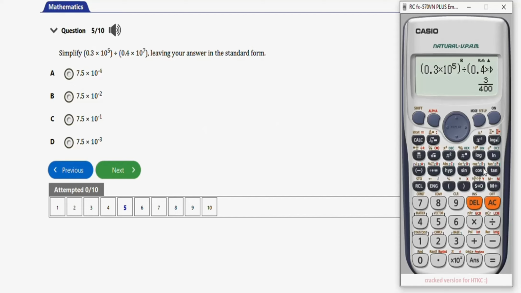So put this in decimal, press SD. You see it has already given us the answer, 7.5 times 10 to the power negative 3. So the right option is what? Option D. It's as simple as this, guys. Alright, so let's solve the next question.